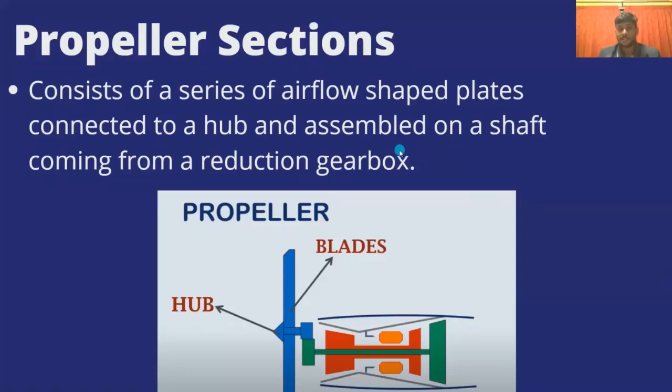The second compartment of the turboprop engine is the propeller section, which consists of a series of airfoil-shaped plates connected to a hub and assembled on a shaft coming from a reduction gearbox. In a modern turboprop aircraft, the blade angles will vary depending on the throttle setting. There are different blade angles for different settings such as ground idle, feather, power, flight idle, and reverse.